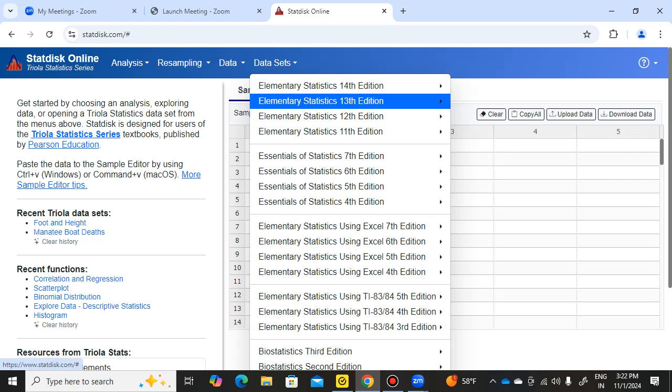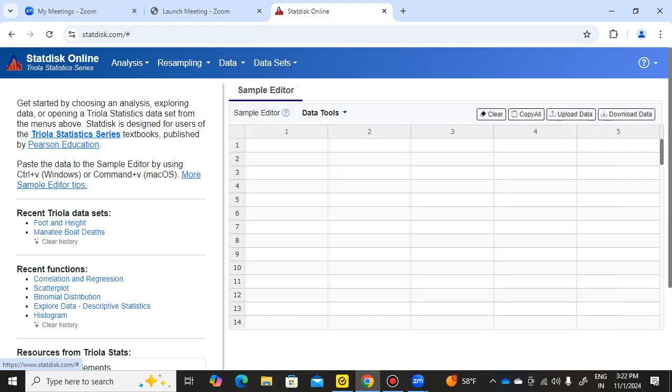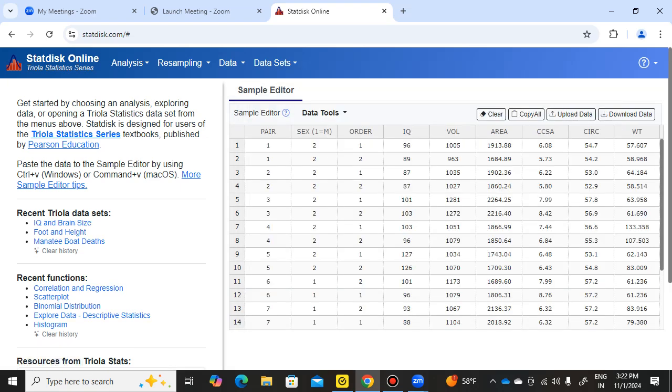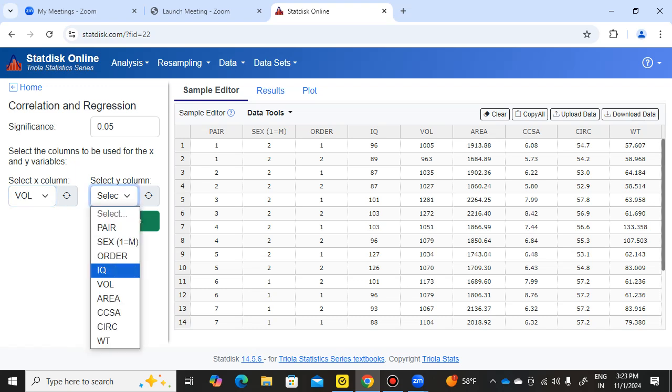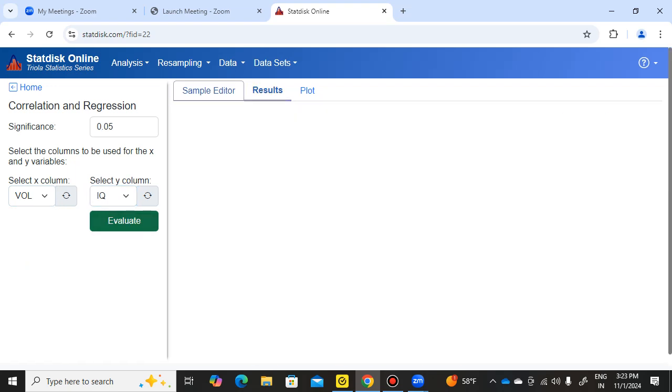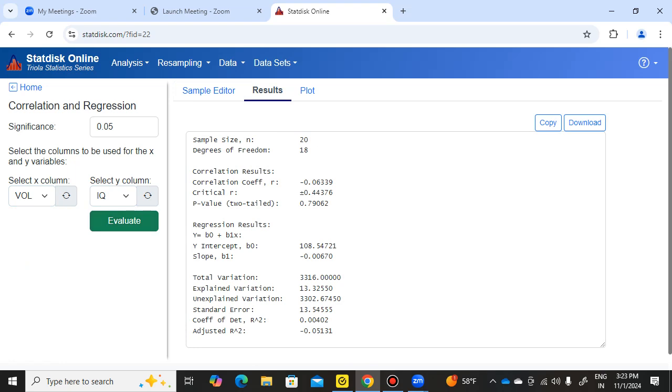So 13th, IQ and brain size. And then we're going to pull up the correlation regression. Volume is going to be our X. IQ is going to be our Y. So volume causing IQ. That's what we're looking at.